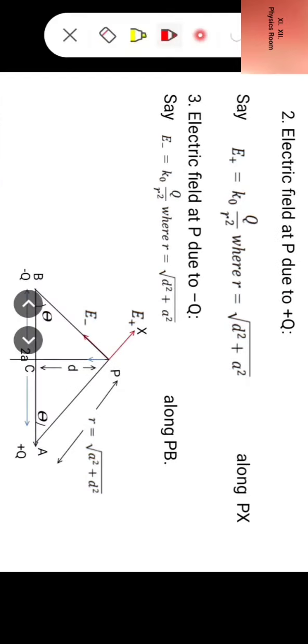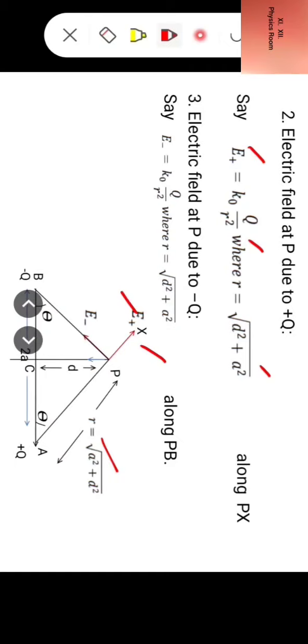In the second step, we write the expression for electric field intensity at P due to plus Q. Say E plus is equal to K naught Q by R square, where R is equal to under root D square plus A square. Direction is along Px.